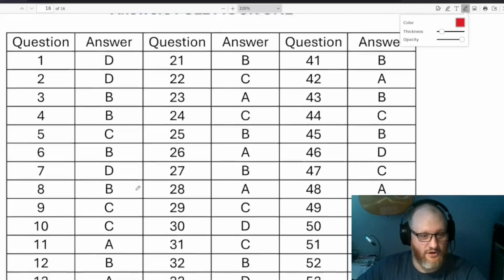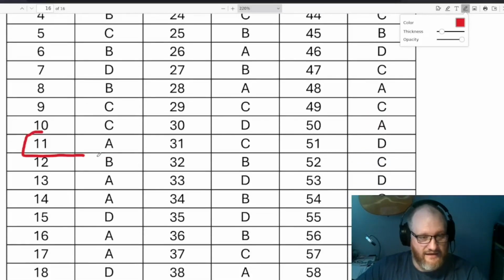Let's go and take a look at the answer key, see what we've got. Answer 11 is option A.